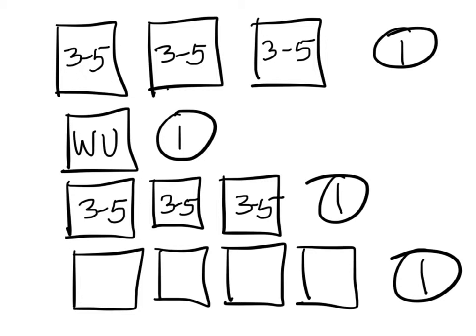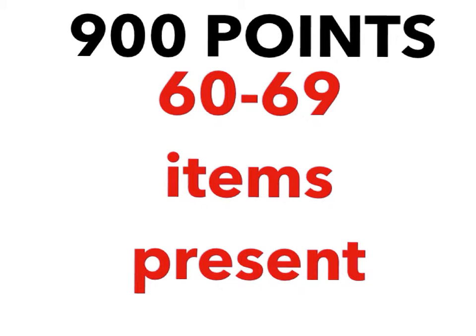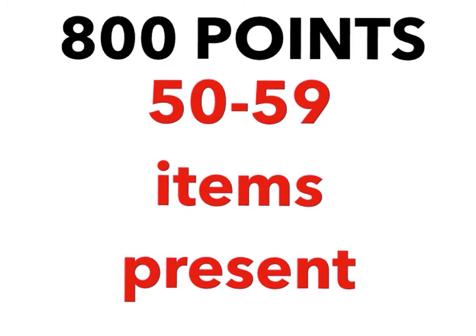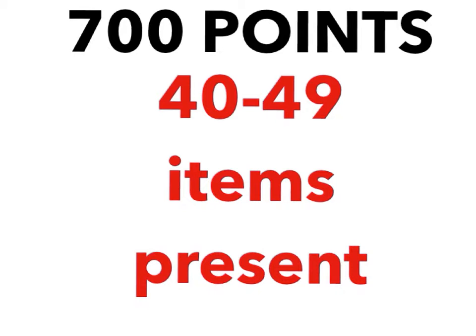You are not counting pages. You are counting days that you had for homework, warm-ups, notes, and tests. If you have between 60 and 69 items, it's 900 points. If you have 50 to 59, it's 800. If you have 70 or 40 to 49, it's 700 points. And we'll take a break here in the middle of this to show you one more thing.